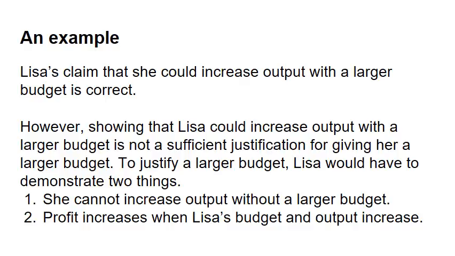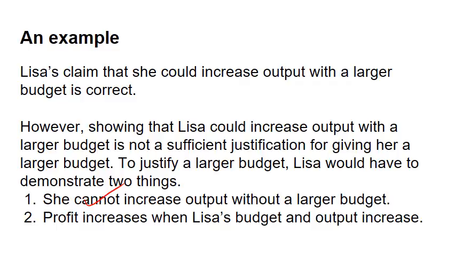However, showing that Lisa could increase output with a larger budget is not sufficient to justify giving her a larger budget. To justify a larger budget, Lisa would have to demonstrate 2 things. First, Lisa must show that she cannot increase output without a larger budget. She's got to show she's producing all she can right now with her current budget.